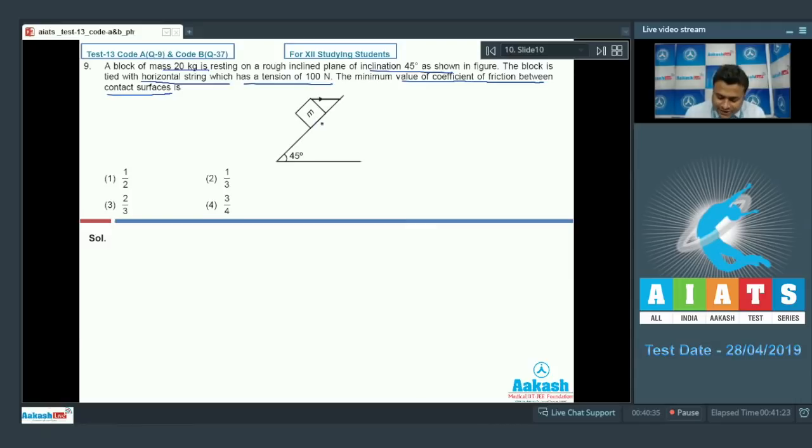Let us identify the forces. Weight mg in this direction, with components mg sin 45 along the plane and mg cos 45 perpendicular to it. Contact reaction, that is the normal reaction. In this direction the block has a tendency to move down the plane, and the surface is rough, so friction will be in this direction, suppose Fs. Tension in the string is also T, which is given as 100. Now break the component of T as well.